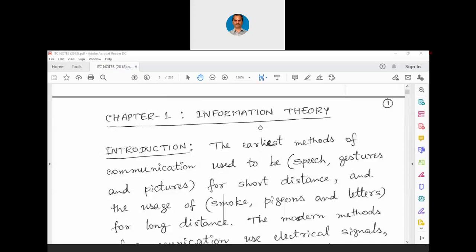Why do we study information theory? Because we are going to transmit information in all types of our communication channels, such as audio channel, video channel or radio channel. Everywhere, we are going to use these communication channels for the transmission of information. Even though information is in general a philosophical term, information theory is basically a technical or scientific term.